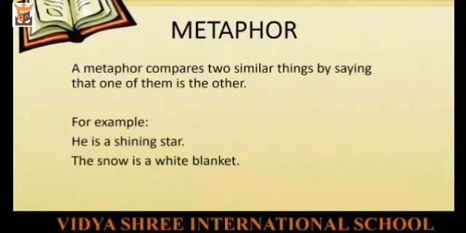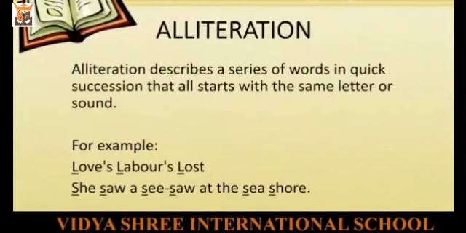The snow is a white blanket. Here we are comparing the snow with a white blanket. We are saying that snow is a white blanket and the boy is a shining star. We are not comparing them using like or as, as we did in simile. Clear? Okay. Our next literary device is alliteration.